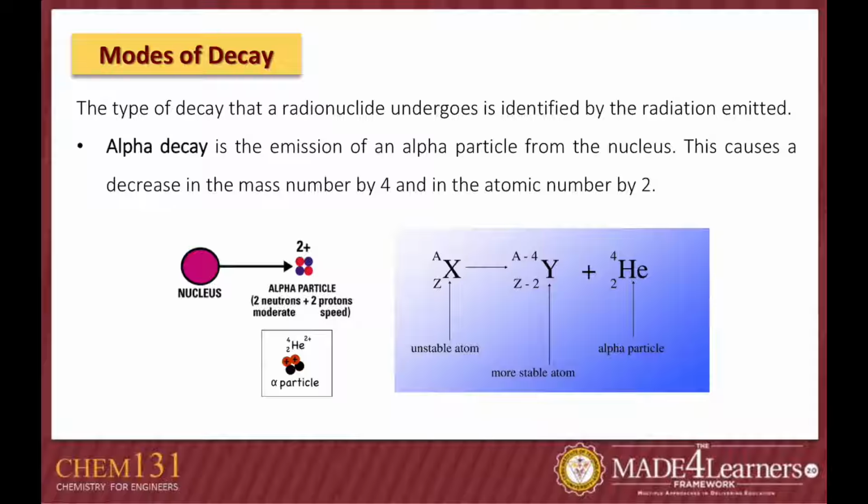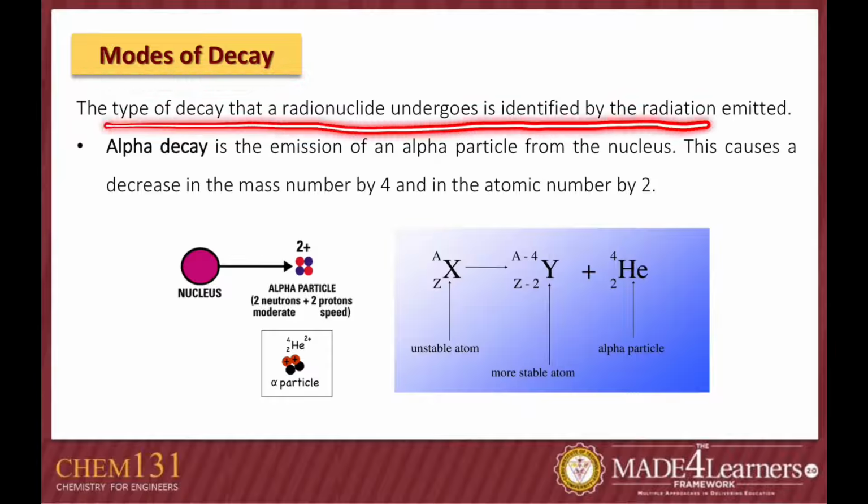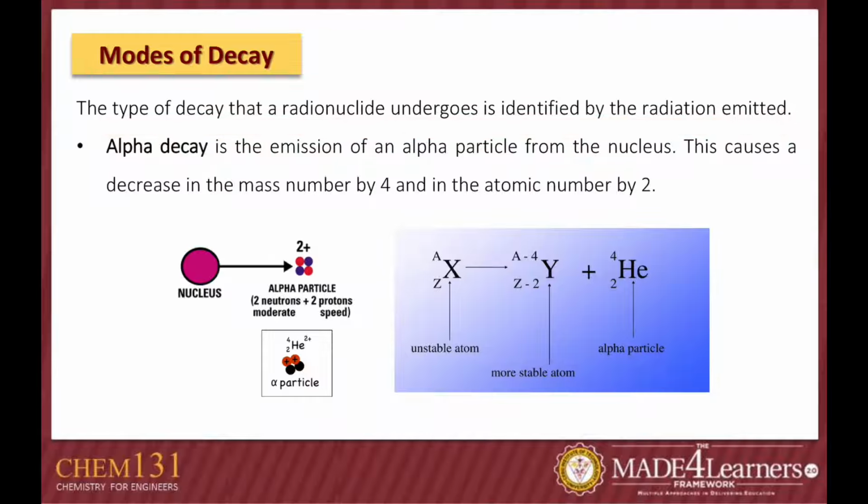So the first type of decay is called an alpha decay. By the way, these modes of decay are named according to the particle involved in the decay process. So the type of decay that a radionuclide undergoes is identified by the radiation emitted. So alpha decay, meaning an alpha particle is involved.